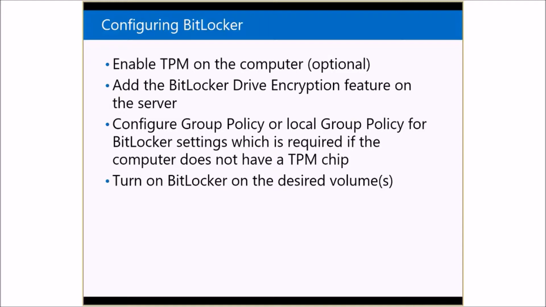We can configure group policies or local group policies for BitLocker settings, which is required if the computer does not have the TPM chip. We also need to turn on BitLocker on the desired volumes. Like I said, maybe not all volumes need to be encrypted. Maybe the C drive, which is where the operating system and program files are, we don't really care. Maybe the D drive, where all our documents and personal private information is stored, maybe we do want to encrypt that.